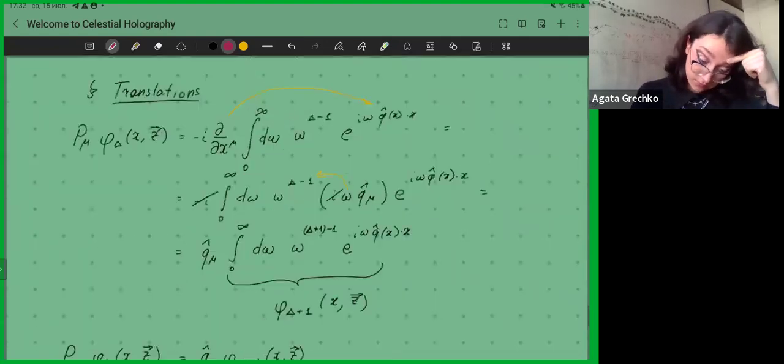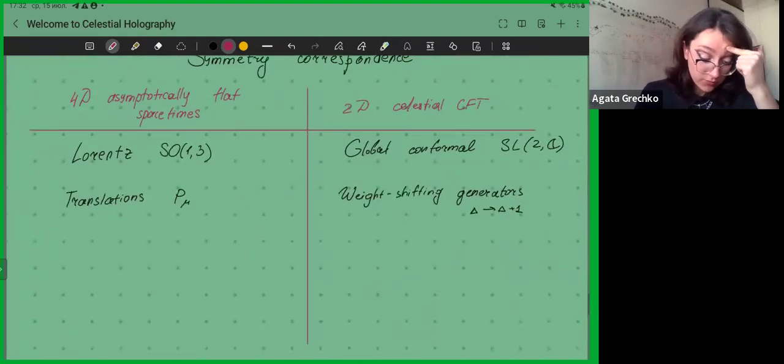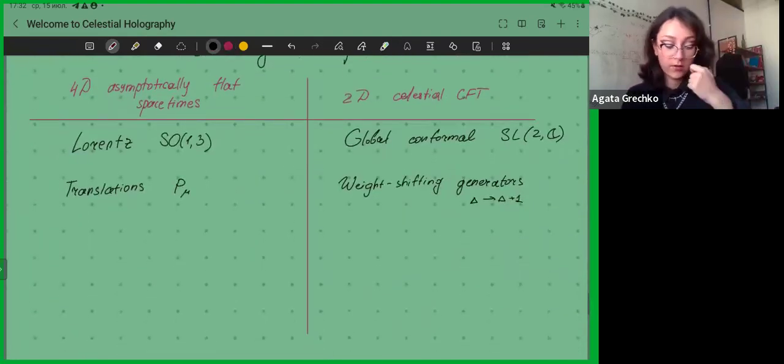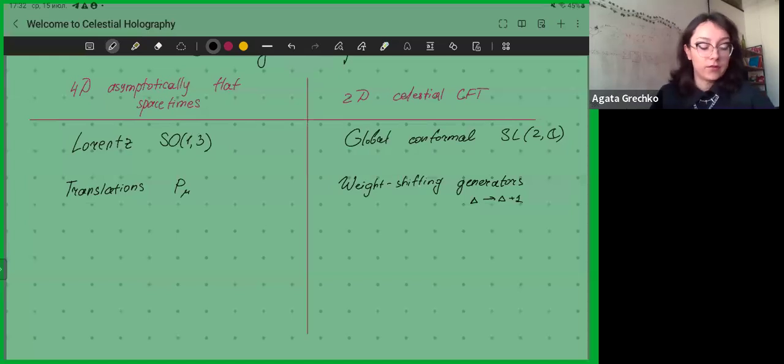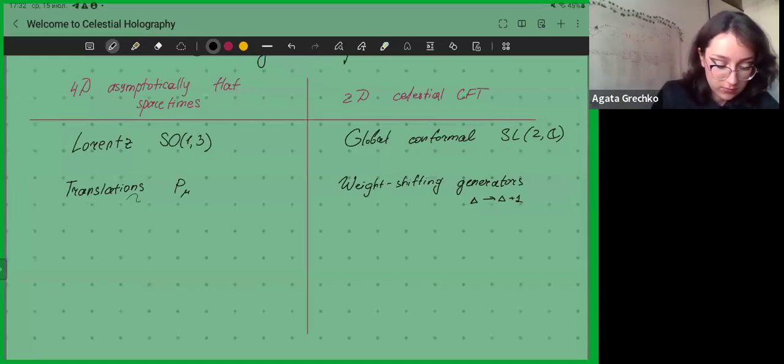Okay, so completing our beautiful table, we get that translations and super translations are both acting as weight shifting generators, operators.